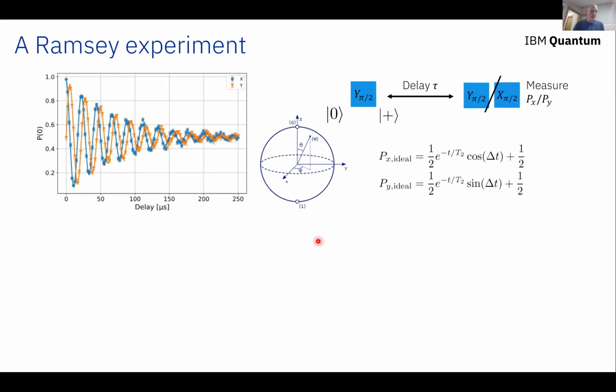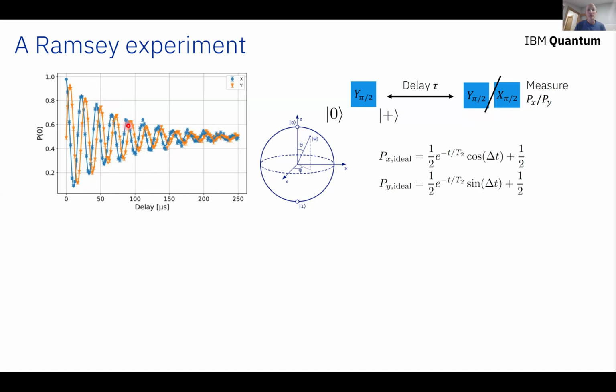Good, so the first thing, the simplest thing that one can think of doing with a single qubit, is to do a Ramsey experiment. We start with the zero state, which is the up state in physics jargon, pointing along the north pole of the Bloch sphere. We rotate it to put it in the plus state along the equator, along the x-axis, and waiting a varying delay time tau, we measure the projection of the Bloch vector's x and y components.